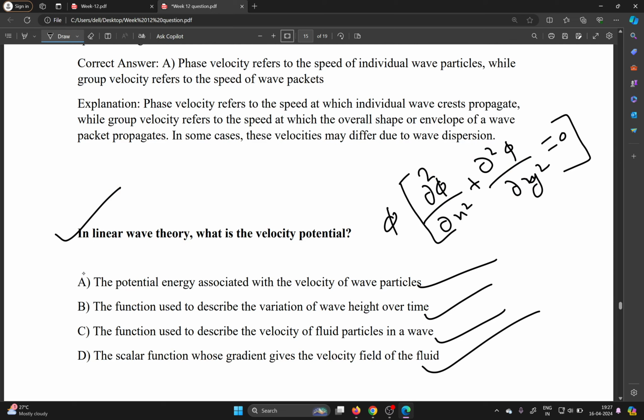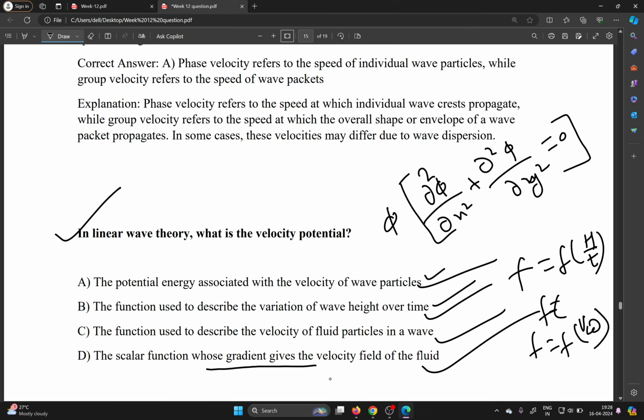But here the question is, what is the velocity potential? The potential energy associated with the velocity of wave particle? The function used to describe the variation of wave height over time? The function used to describe the velocity of fluid particle in wave, that is a function of your wave particle velocity? Or the scalar function whose gradient gives the velocity field in the fluid.